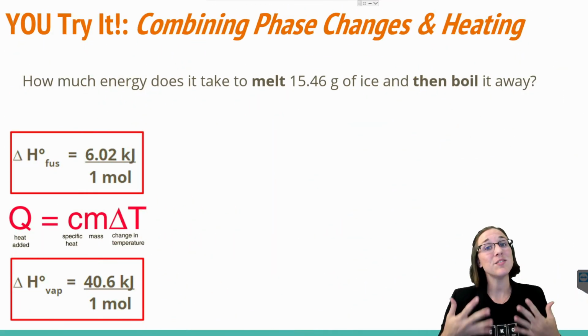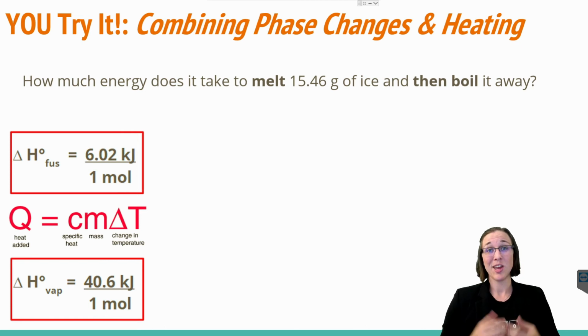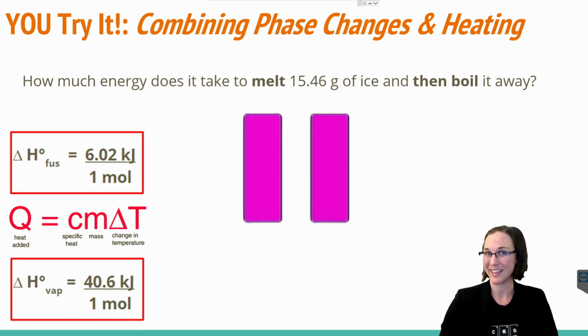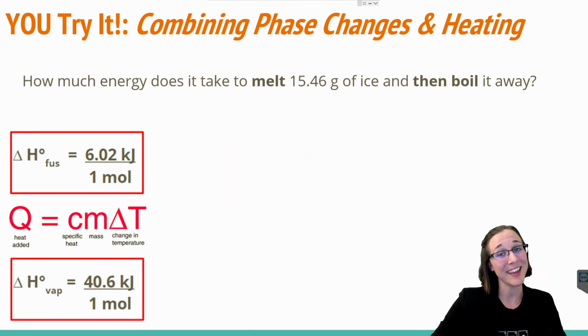water. Now that you've seen me give you an example of applying this 3-part calculation, go ahead and pause the video here and see if you can solve how much energy it takes to melt 15.46 grams of ice and then boil it away completely. Let's check your answer and see if you got it right.